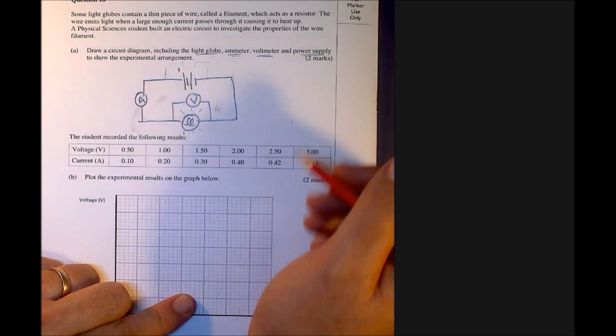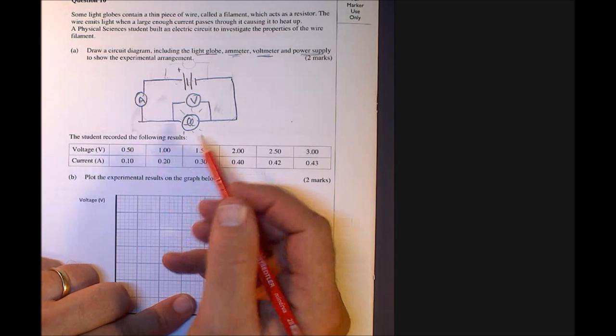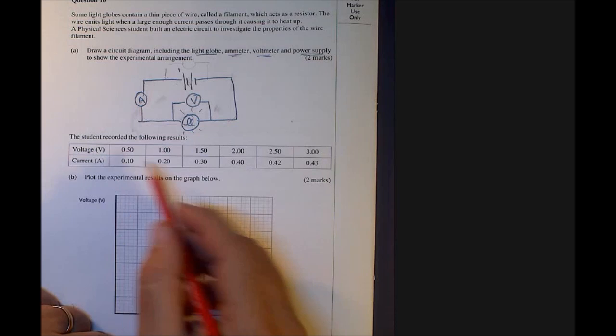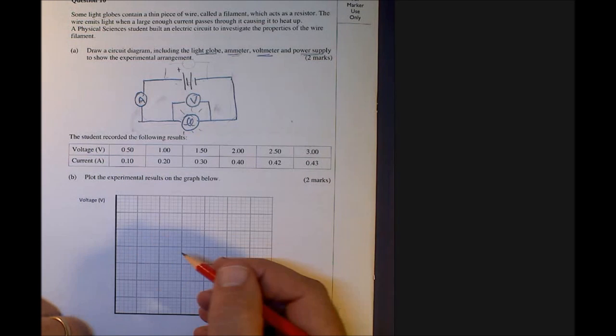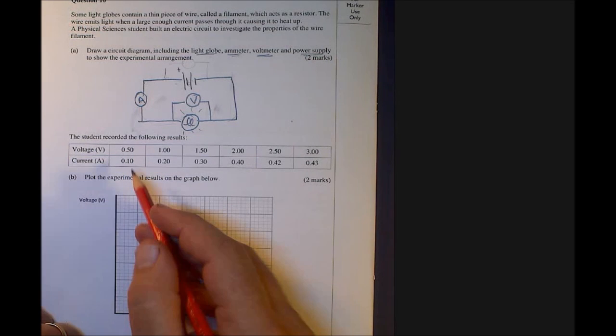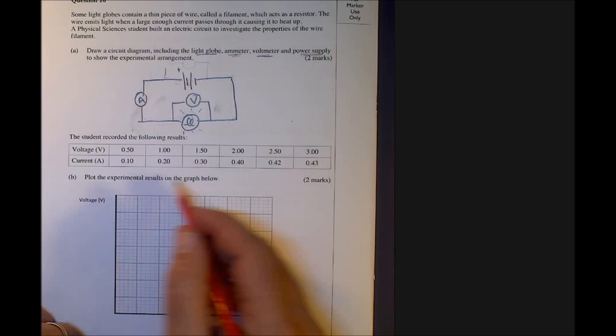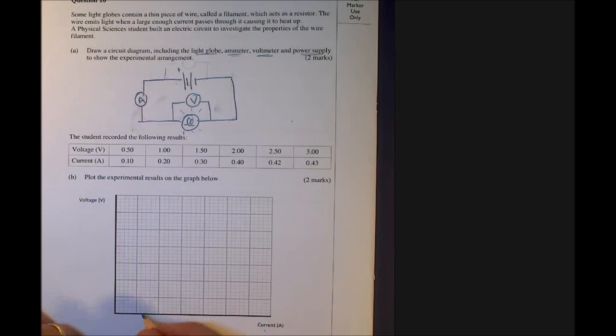Good. The student recorded the following results, voltage and current. Plot the experimental results on the graph. So, alright, let's have a look here. We've got current along the bottom. We're going up from 0.1 to 0.43, so I'll make that 0.1, 0.2, 0.3, 0.4, 0.5.